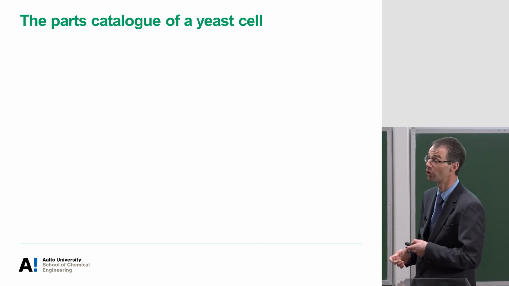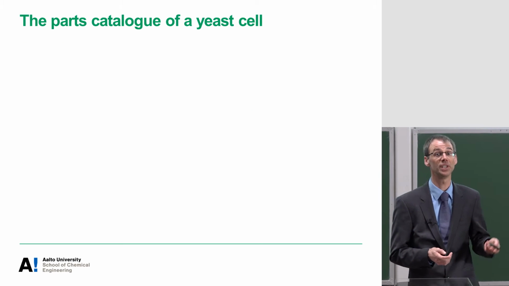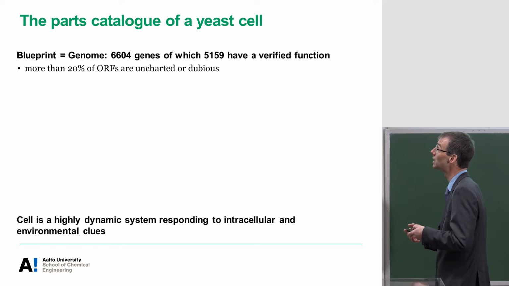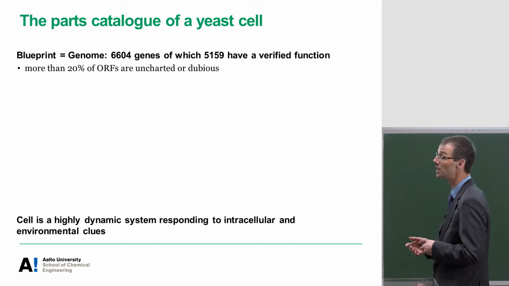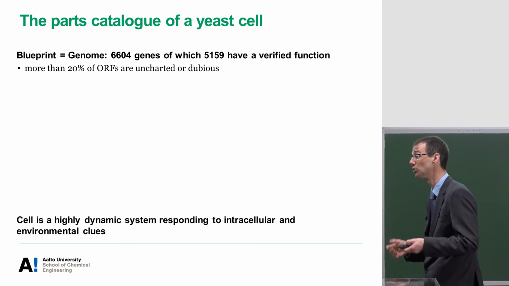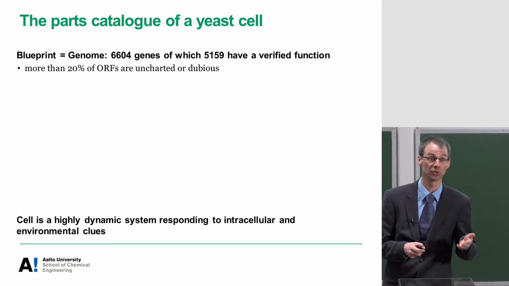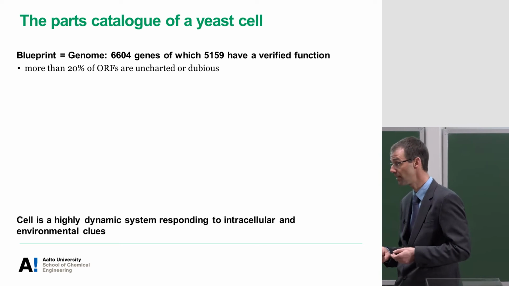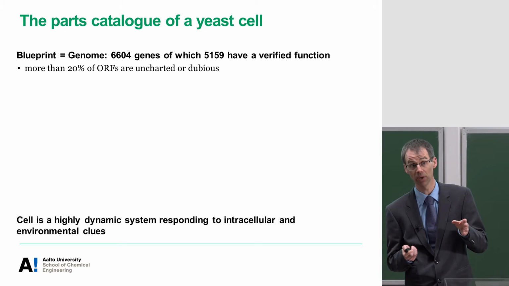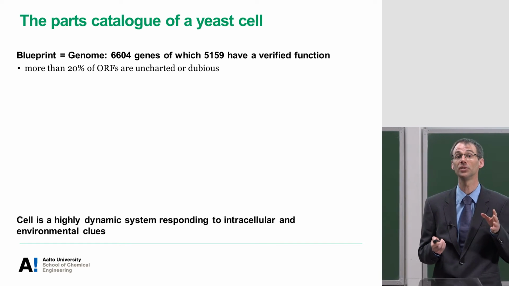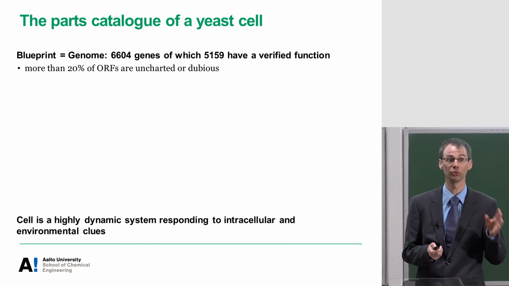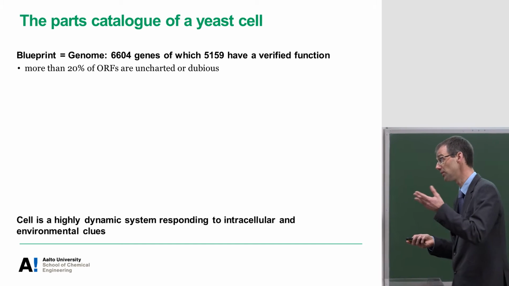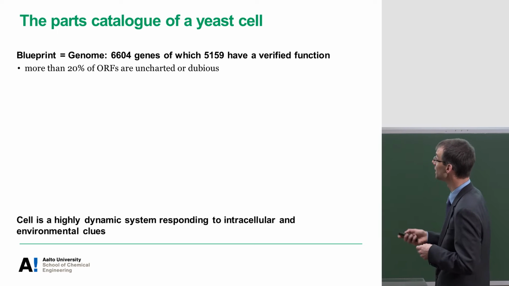So what are the parts of a cell, or of a yeast cell in particular? So we have the genome first. This is in a way the blueprint. Yeast contains around 6,500 genes. And it's remarkable that still, 20 years after the genome has been sequenced, 20% of these genes have unknown or dubious functions. Okay, so this is in a way the blueprint.